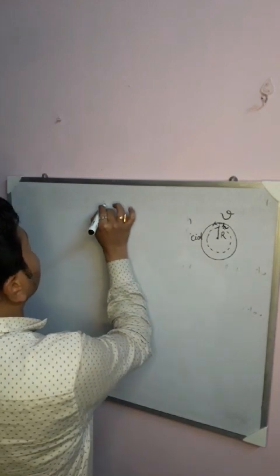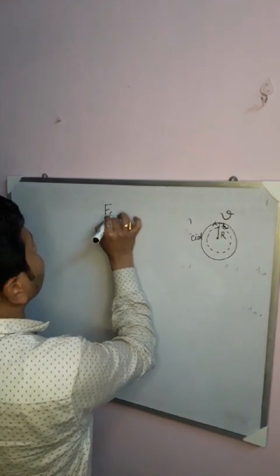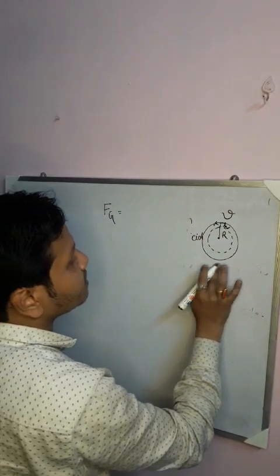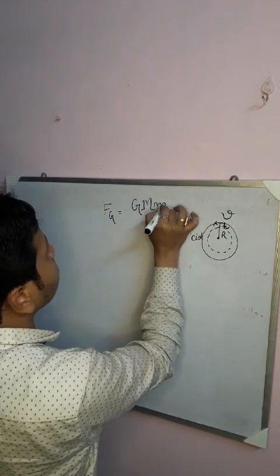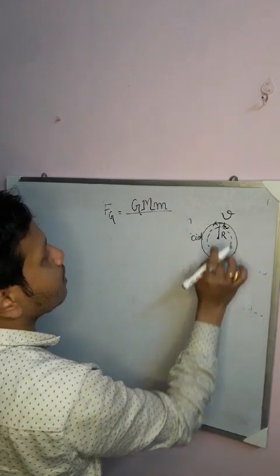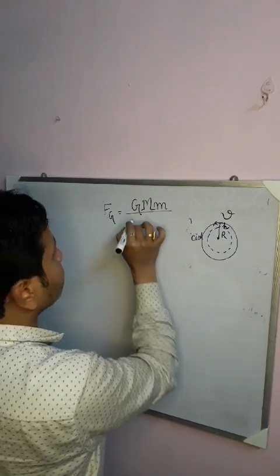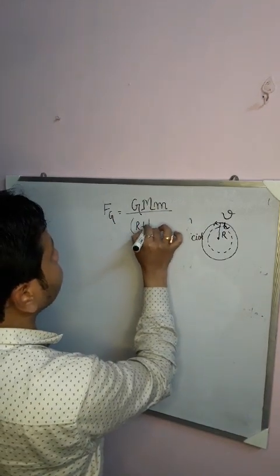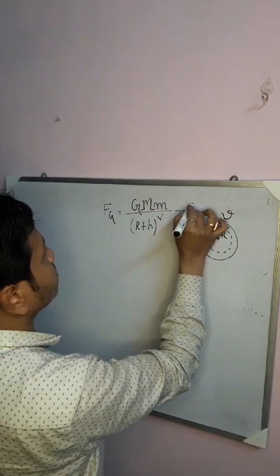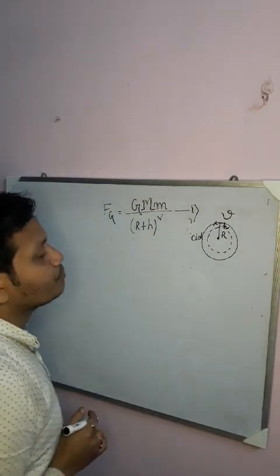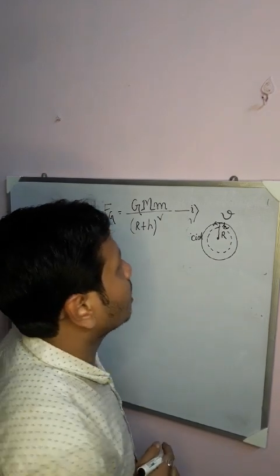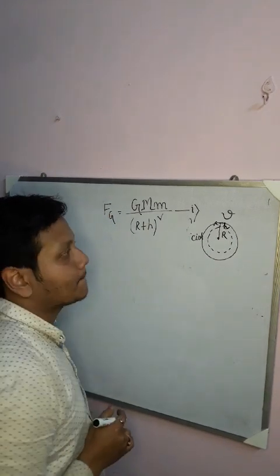The gravitational force of attraction, that is the force of attraction between the Earth and the satellite, that is G, mass of Earth, mass of satellite, divided by their distance, h plus r. So that means (r plus h) whole square. So this is the force of attraction between the artificial satellite and the Earth.